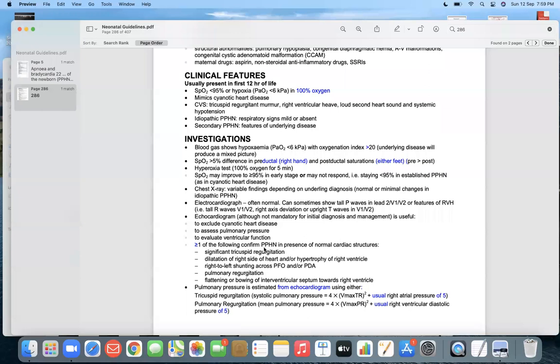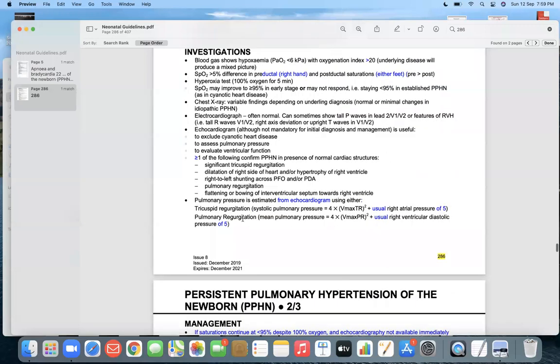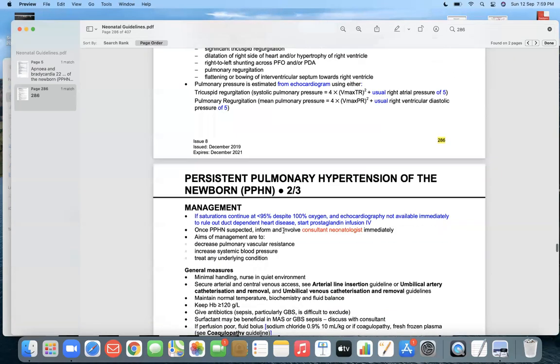More than one of the following confirm PPHN in the presence of normal cardiac structures: significant tricuspid regurgitation, dilatation of the right side of the heart or hypertrophy of the right ventricle, right to left shunting across the foramen ovale or PDA, pulmonary regurgitation, flattening or bowing of the interventricular septum towards the right ventricle. Most of these points we discussed earlier. Pulmonary pressure is estimated from echocardiogram using tricuspid regurgitation and pulmonary regurgitation. No need to go into it, Doctor. This is pure cardiology.